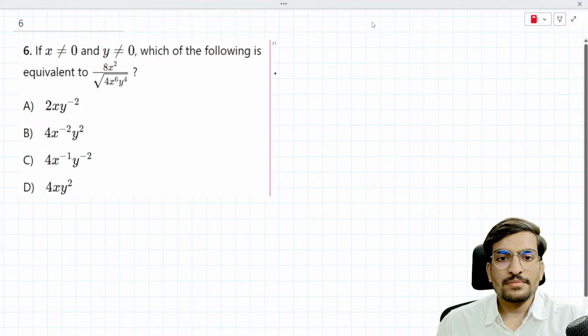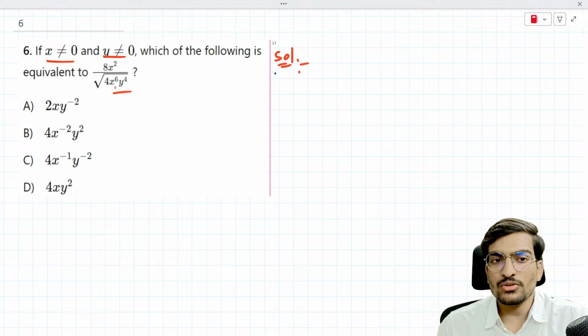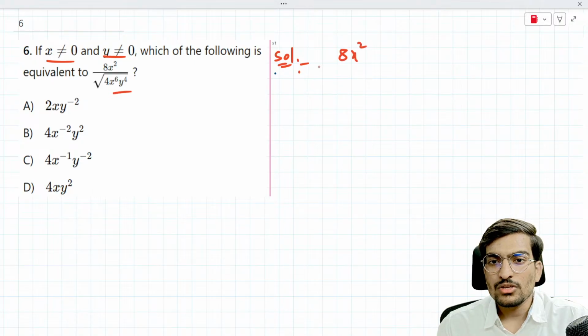Okay, yeah. Let's go for question number 6. So here, if x not equals to 0 and y not equals to 0, which of the following is equivalent to this? So how can we solve this? Here there is no root term at all, but here in the question there is a root term. So try to eliminate. How can we eliminate that root term? You just have to compare the options.